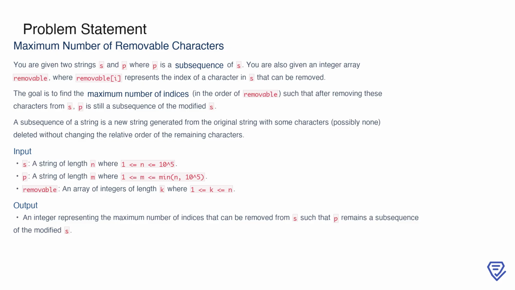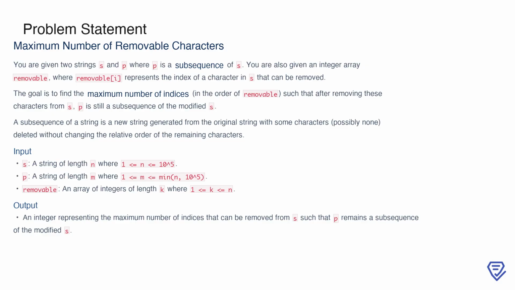The string p is a subsequence of s, meaning that p can be formed by deleting some characters from s without rearranging the remaining ones. Additionally, we are provided with an array called removable, which specifies the indices in s where we are allowed to remove characters. The task is to determine the maximum number of indices from the removable array that we can remove from s while ensuring that p remains a subsequence of the modified version of s. The goal is to maximize the number of characters we can remove without breaking this subsequence condition.